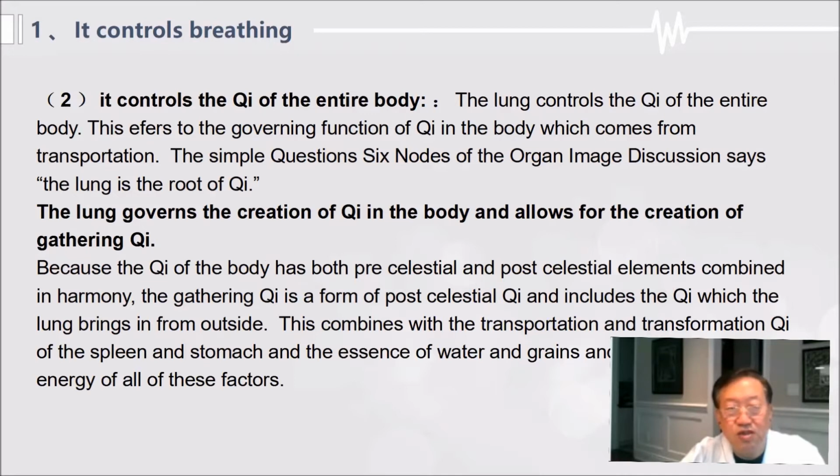The Simple Questions chapter "Six Nodes of the Organ Image Discussion" says the lung is the root of qi. The lung governs the creation of qi in the body and allows for the creation of gathering qi. Because the qi of the body has both pre-celestial and post-celestial elements combined in harmony, the gathering qi is a form of post-celestial qi and includes the qi which the lungs bring in from the outside. This combines with the transportation and transformation qi of the spleen and stomach and the essence of water and grains, and forms a combined energy of all of these factors.